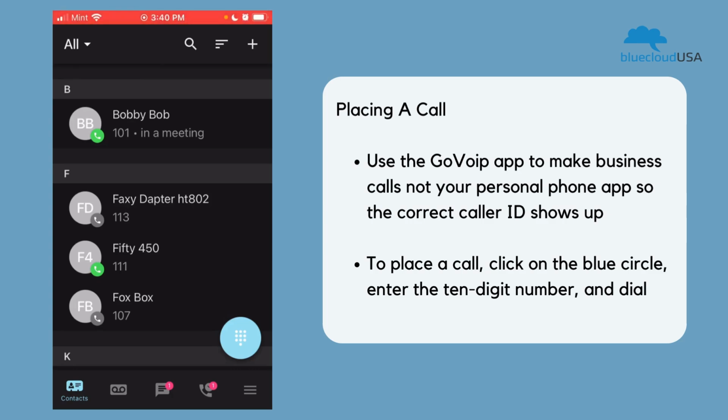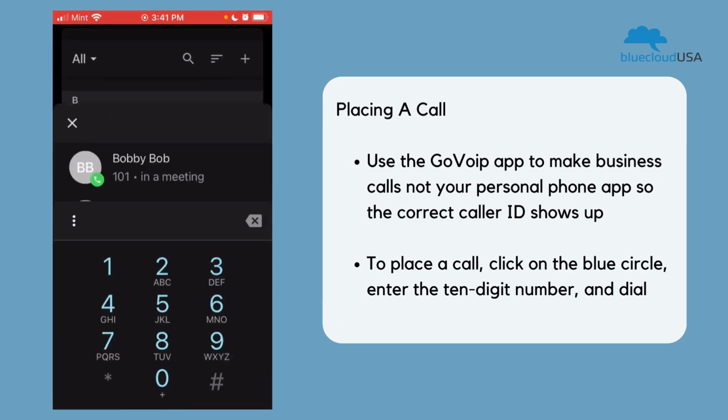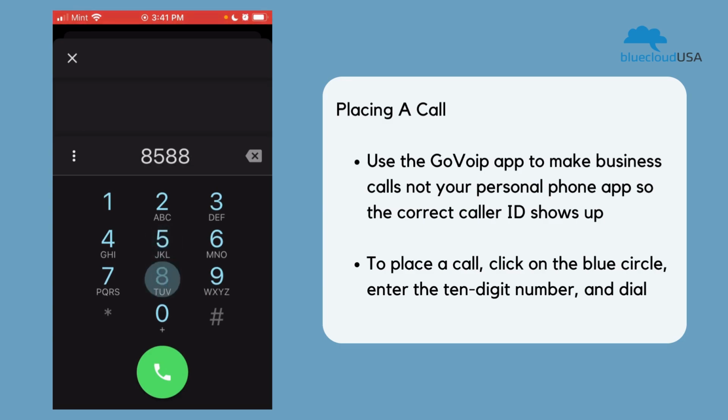Next, let's make an outbound call. To make sure that the outbound call shows up as the business caller ID and not your personal cell phone caller ID, make sure that you're calling through this application. If you call from your personal cell phone app, it'll show your personal number, but if you call from the GoVoIP app, it will show your business number. All you'll need to do is click on the blue circle here, dial the 10-digit telephone number, and press the green button.